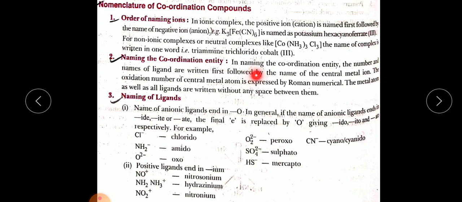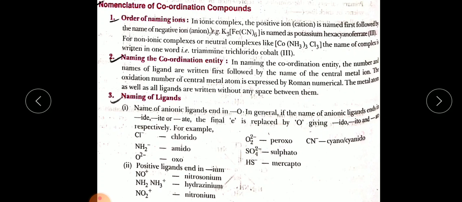Naming of the coordination entity. In naming the coordination entity, the number and the name of ligands are written first, followed by the name of the central metal ion. So when you write, first the number and the name of the ligands are written, then after that, the central metal ion. The oxidation number of the central metal ion is represented by a Roman numeral. You would write down the oxidation state in Roman numerals. The metal atom as well as the ligands are written without any space between them.